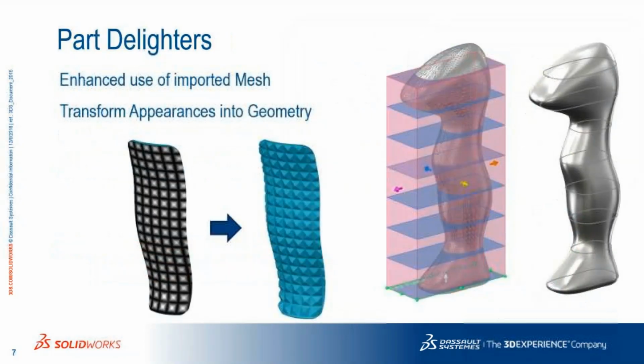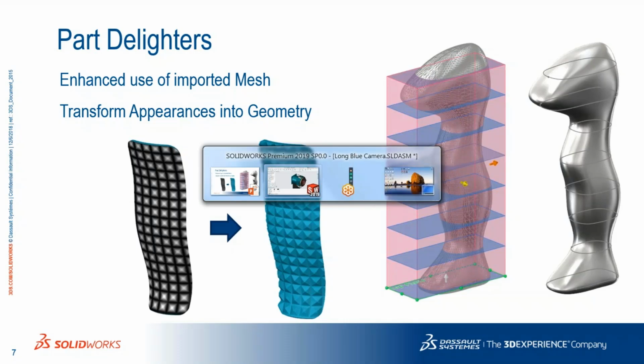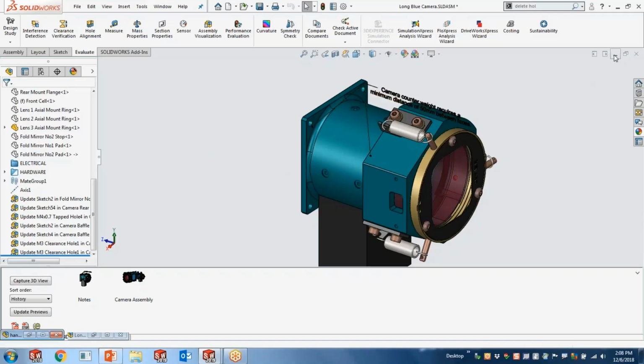Next, we want to take a look at our part delighters. So a couple of the big standouts here with our part delighters is that we have access to our mesh geometry that we can use to make solid models, and we can actually use appearances and turn those into actual 3D geometry. So let's go ahead and take a look at our other model here.